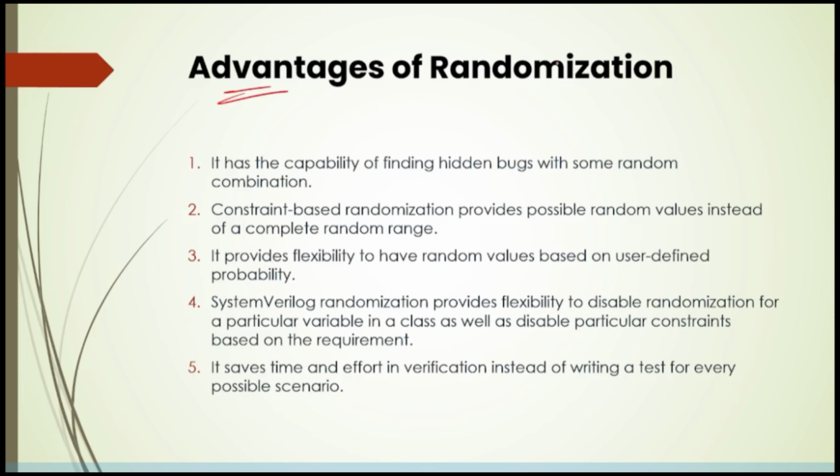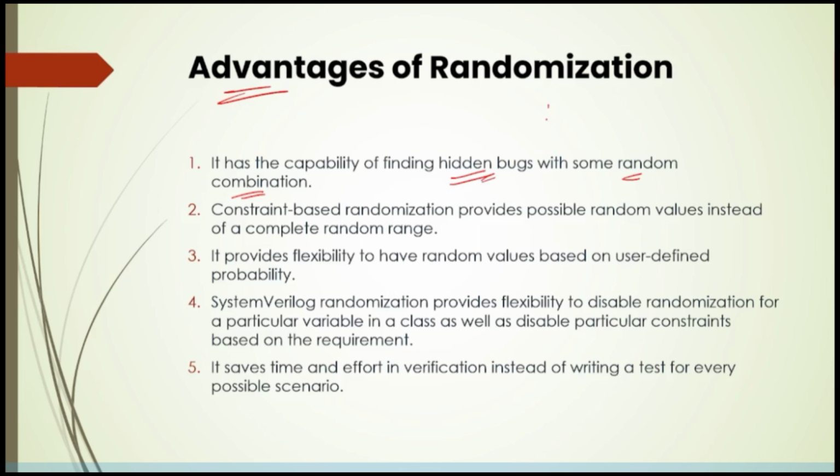Now coming to the advantages of randomization. As I told you, everything will be done automatically, so it is very easy to find the hidden bugs. Okay, because the random combinations will be generated automatically. So if there is any random combination which we can't think of, but it is generated by the system, then it can find the bugs easily by using that.